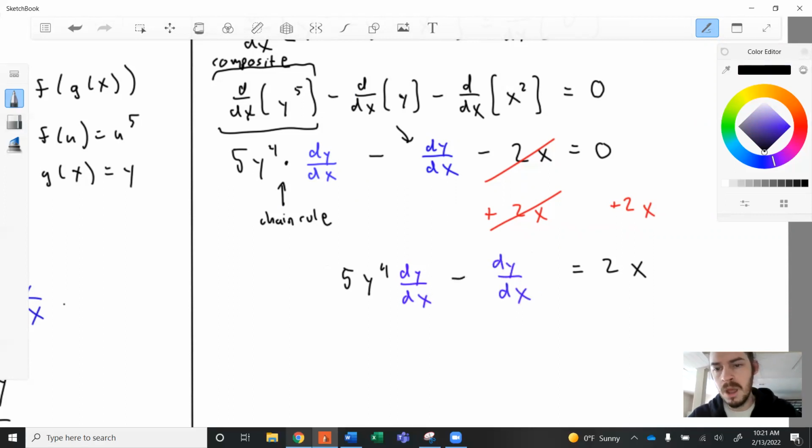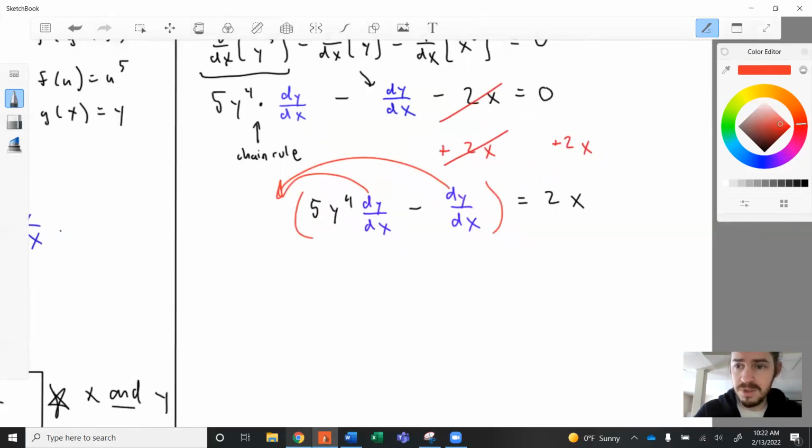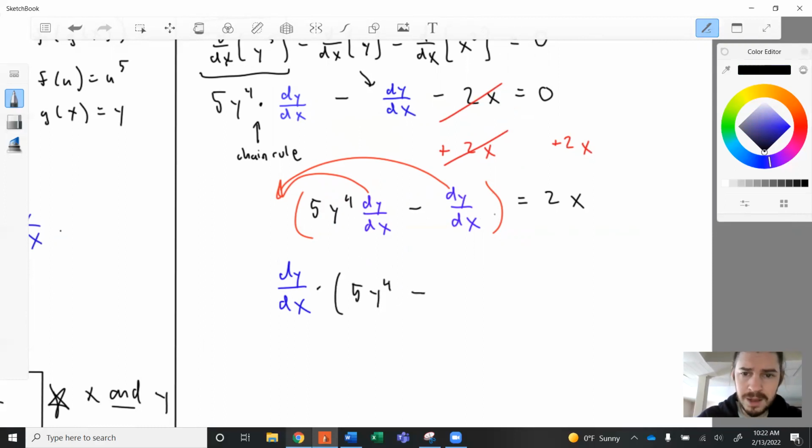On the left side of the equation, all of our terms now have exactly one factor of dy over dx. So what can we do? Well, we can factor it out, of course. We're going to introduce some parentheses here and factor out the dy over dx and put it on the outside of the parentheses. What we have now is dy over dx multiplied by the expression in parentheses, 5y to the power 4 minus 1, and that all equals 2x.